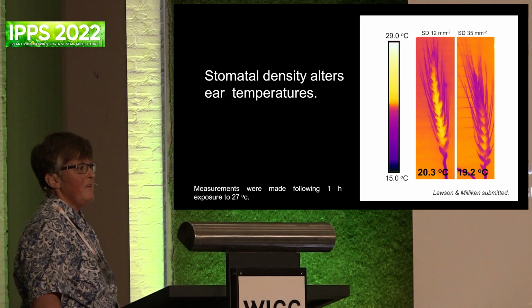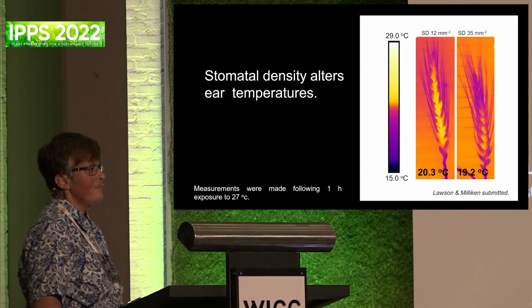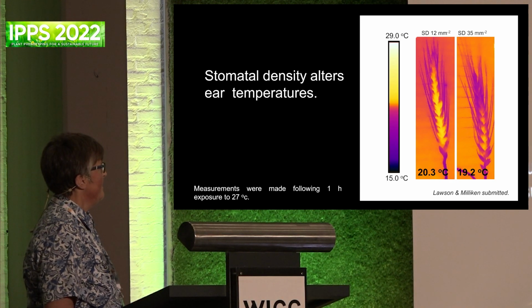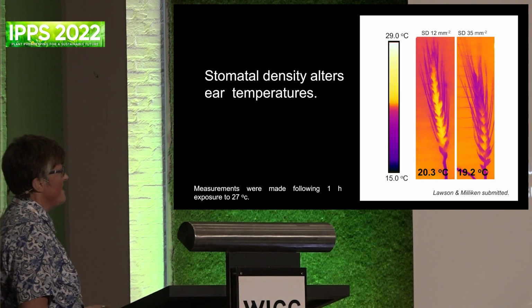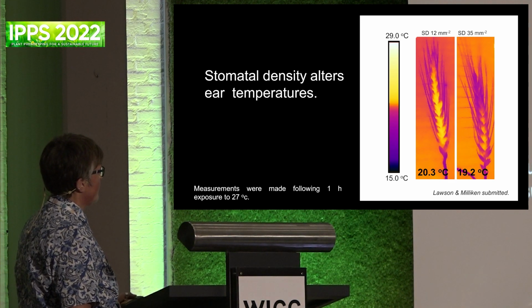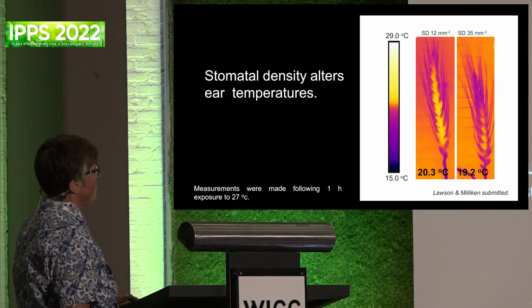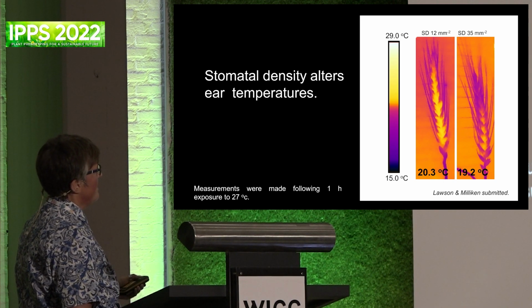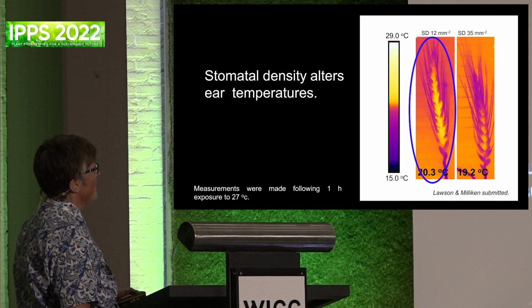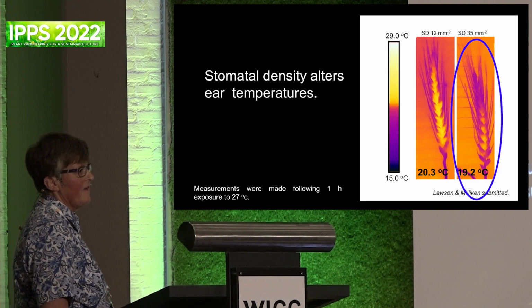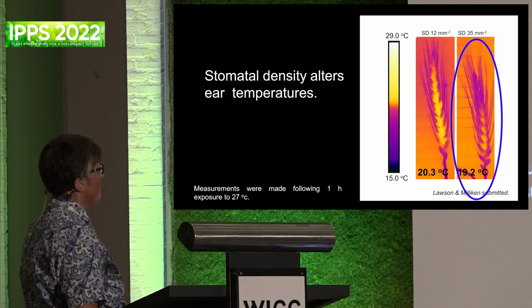And of course that means that if you've got a difference in stomatal density, you most likely have a difference in ear temperature. And so we've started to look at some of the temperature effects with these changes in density in steady state. So this is actually a plant at 27 degrees, and we can see here that this is a plant with a lower stomatal density. We've averaged that over several different components, and it's about 1 degree higher than this other plant here that's got about 35 per square millimeter stomatal density.